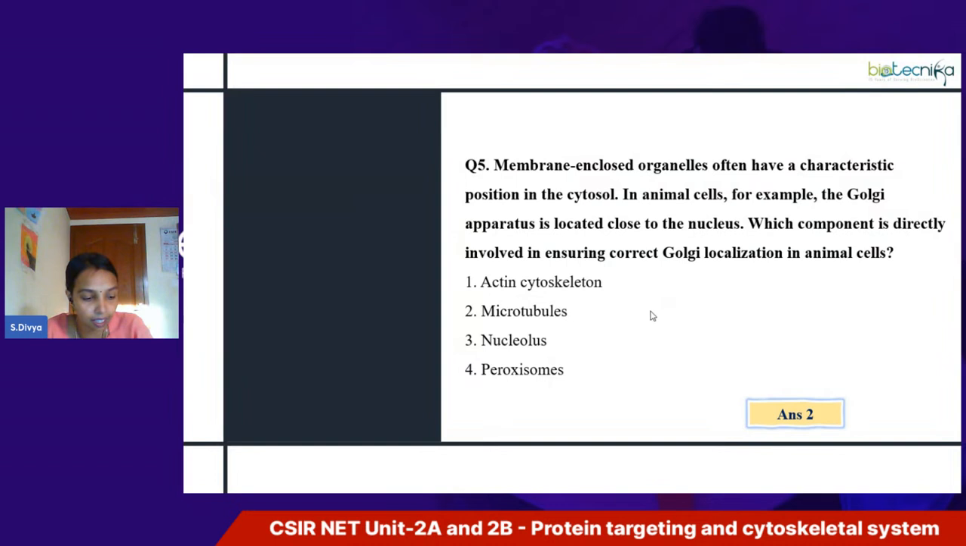Whoever has given one as the answer, and Sunshine, you were confused between the two. I hope you will not have further confusions. Here they have specifically asked for organelle localization. So when it comes to organelle localization, remember, it is microtubules.